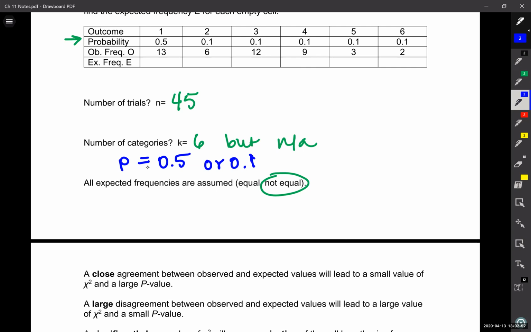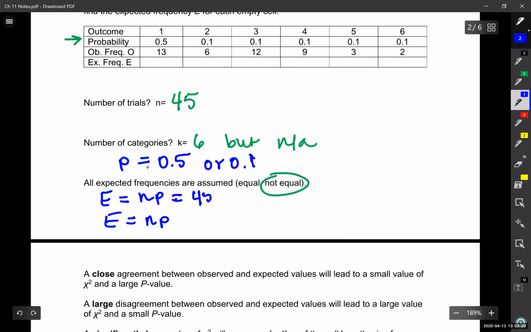So to calculate the expected frequencies, we need to do 2 because there's 2 probabilities. If there were 6 probabilities, I would have to do this 6 times. But I can just do it 2 times because the probabilities are either 50% or 10%. So the expected is n times p. And so there's 45 times 50%, which would be 22.5.